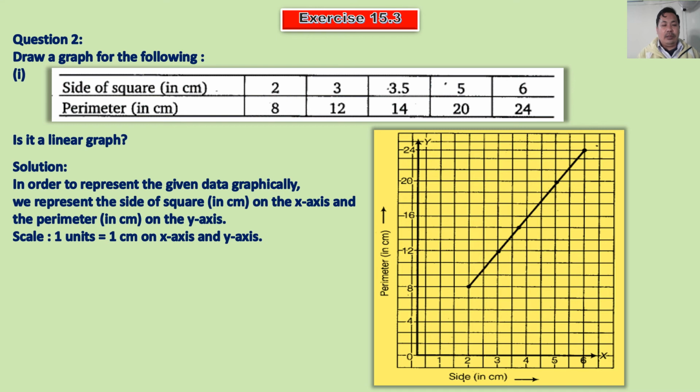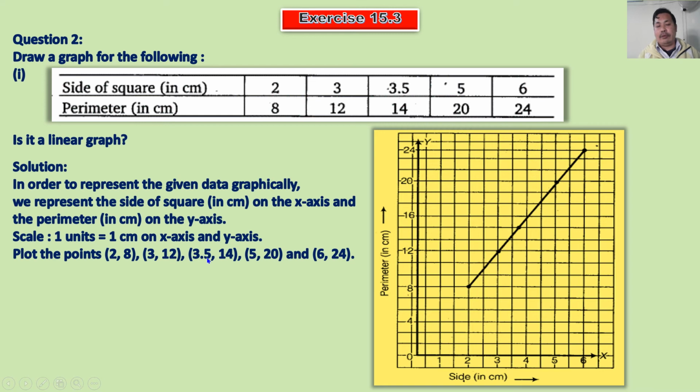Then the scale will be 1 unit equal to 1 centimeter on the x-axis and also the y-axis. Now we are going to plot the points: (2, 8), (3, 12), (3.5, 14), (5, 20) and (6, 24). These are the coordinates of x and y.